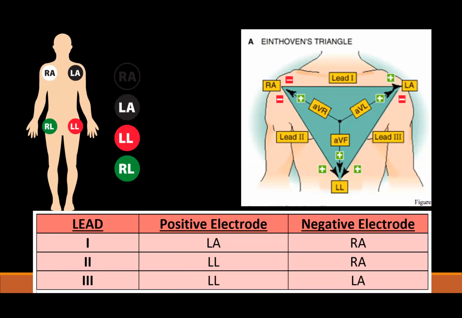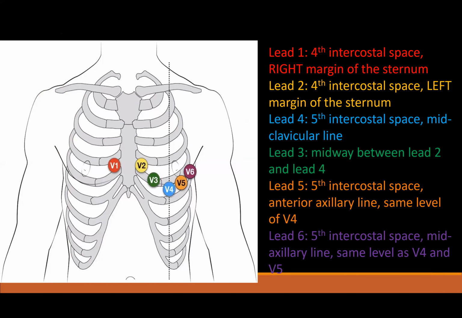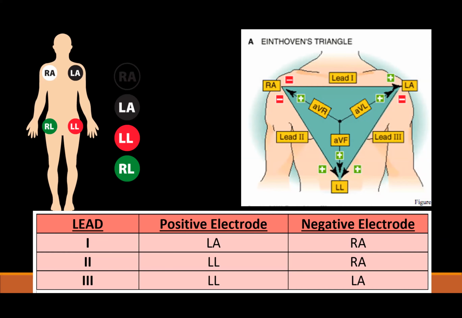So this is the placement of the leads. As you can see, there are 4 on the right arm, right leg, left arm, and left leg. For lead 1, positive electrode on the left arm and negative electrode on the right arm. For lead 2, positive electrode on the left leg and negative electrode on the right arm. For lead 3, positive electrode on the left leg and negative electrode on the left arm. Next.